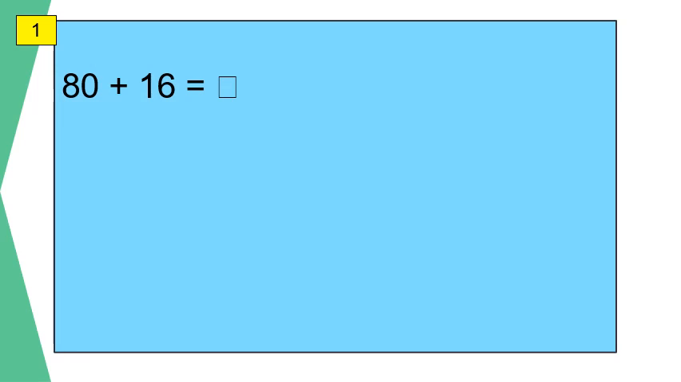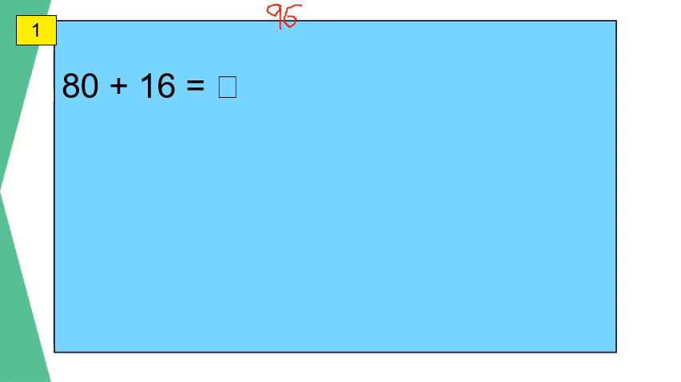Okay, so let's look at this addition equation. I could just solve it and say 80 plus 10 is 90, plus another 6 is 96, so my answer is 96. But that's not what we're looking at today. What we're looking at is how we can apply an inverse operation to this number sentence to represent it in the inverse, the opposite.